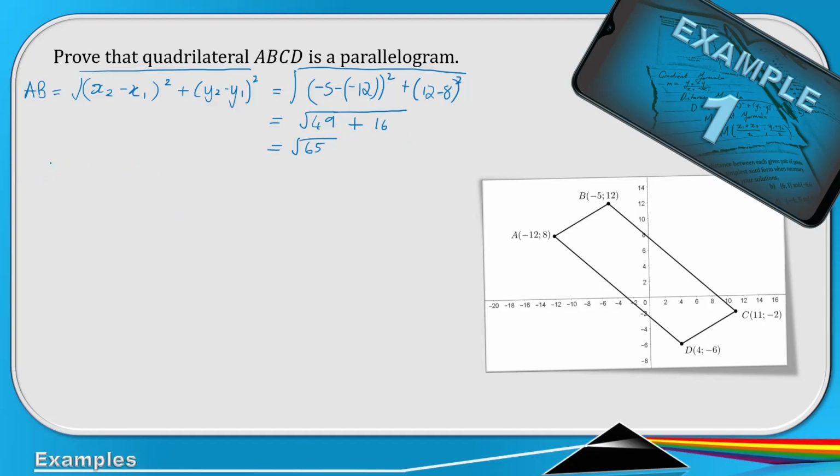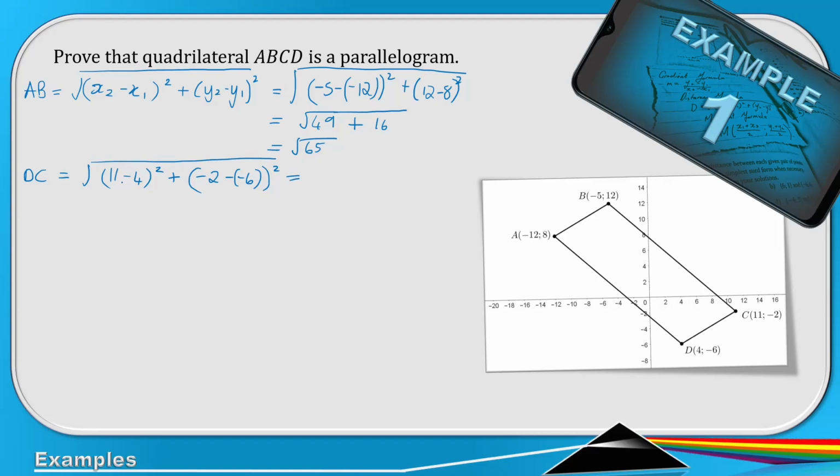Next, let's look at the distance. So now we want to do the distance of DC. So DC is equal to the square root. Let's just substitute in. So the x values, we've got 11 minus 4 squared plus, and then the y values, minus 2 minus negative 6 squared. And we're taking the square root.